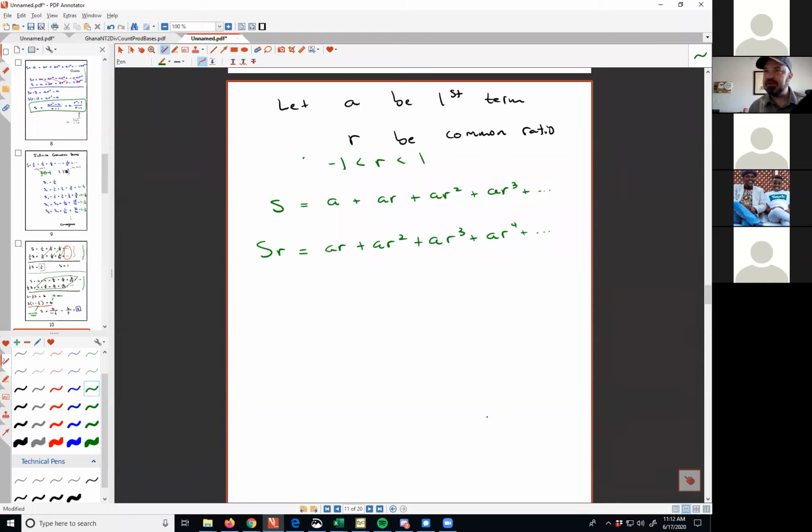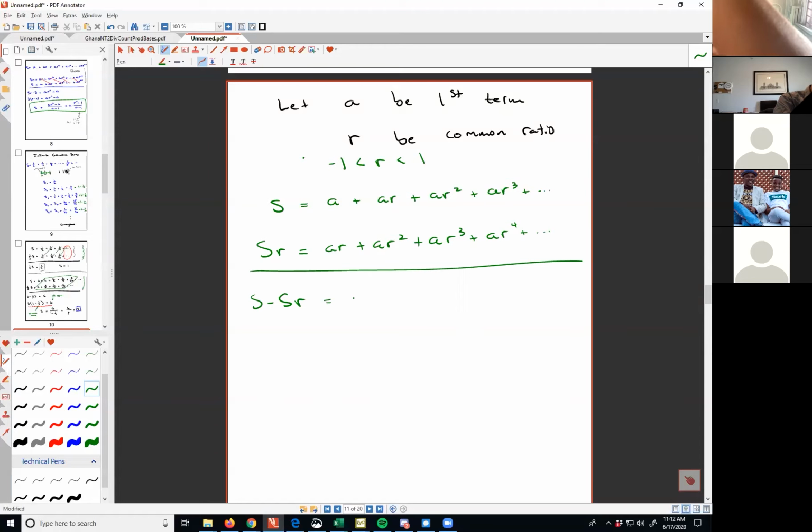So now we have two equations that look a whole lot like each other. And now what's our next step? Rishid? We can subtract. And what do we get on the right-hand side? Well, the A cancels out, so it becomes A. So S minus SR equals A.